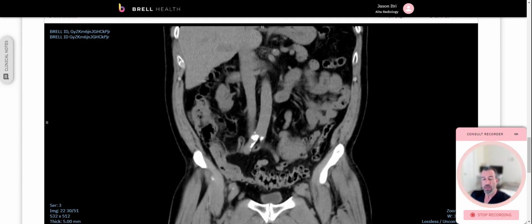So this is the value of a second opinion read, is you can have a radiologist look through and pick up these very subtle incidental findings that end up being early cancer at a point where they can still be cured.